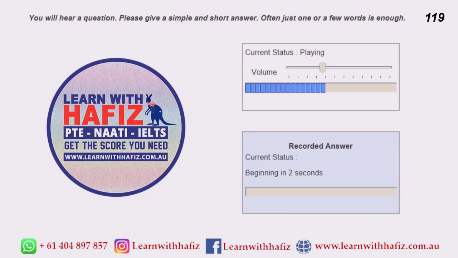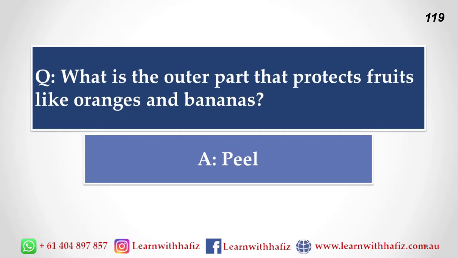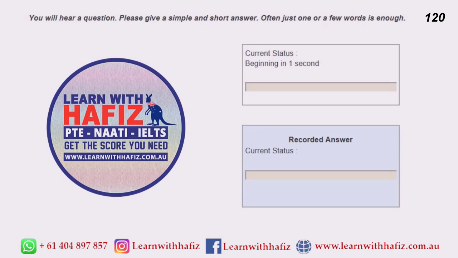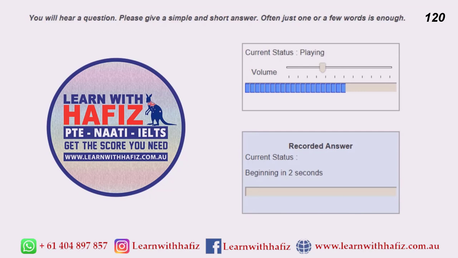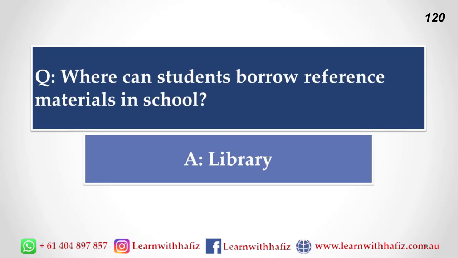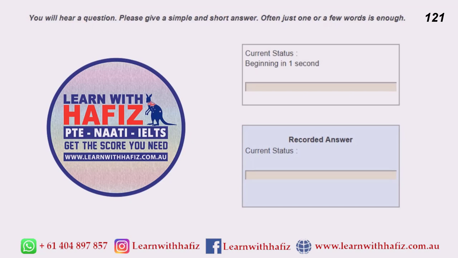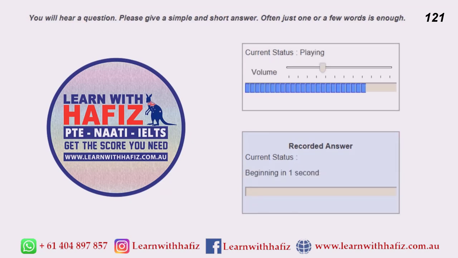What is the outer part that protects fruits like oranges and bananas? Correct answer is. Where can students borrow reference materials in school? Correct answer is. What is the hardest, toughest part of your hand?